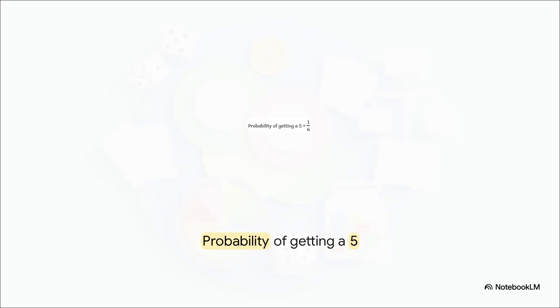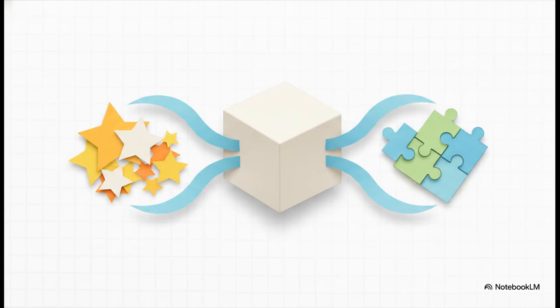Did you figure it out? Let's check. The probability of getting a 5 is 1 over 6. But why? Because a 5 is only one side of the die. All 6 sides have perfectly equal chances of appearing. Therefore, rolling a 5 has exactly 1 chance out of 6 possible outcomes. Excellent work if you got that one correct. You are doing absolutely fantastic.